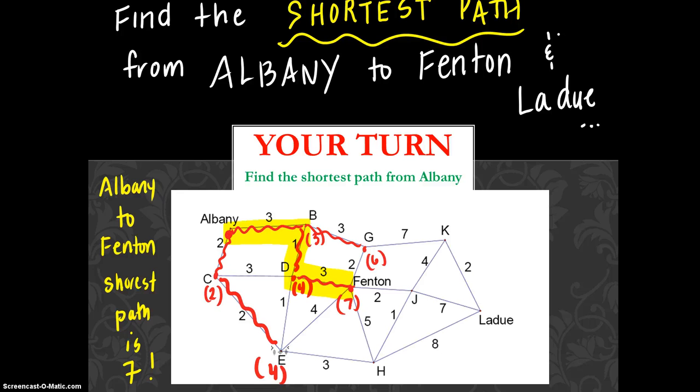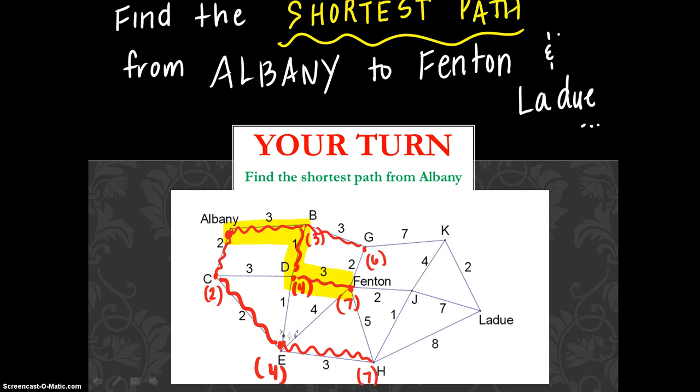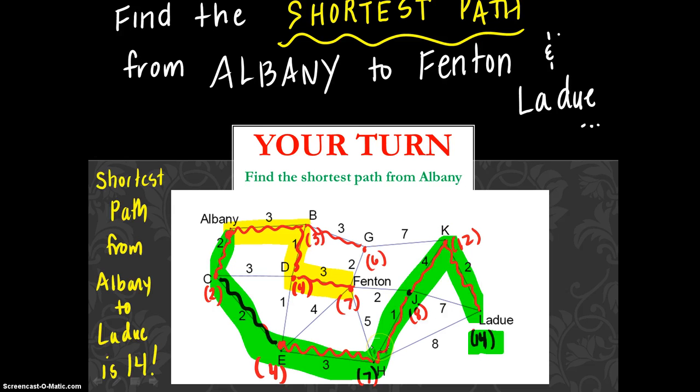Okay, let's keep going. So where is the next closest city from either vertex G, vertex F, or vertex E? And hopefully you saw it was to vertex H. Okay, now we can leave from vertex G, vertex F, or vertex H. Find the next closest vertex. Hopefully you found J. And now we could leave either from vertex G or vertex J, and we have 2 more cities to get to. And hopefully you saw that we would go to vertex K. And finally now we can either leave from vertex K, vertex J, or vertex H. And the shortest route from Albany to Ladue is 14, following the green path.